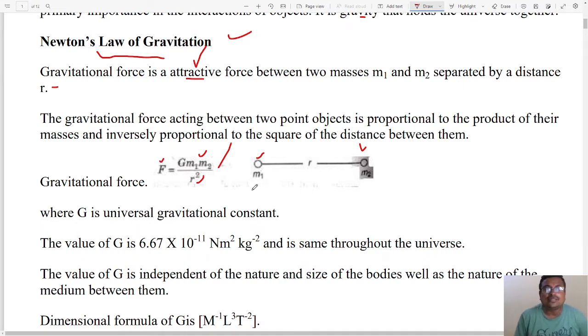The meaning of this is: if the two masses increase, what happens to the force? Decrease or increase? Absolutely right. If the two masses increase, the force of attraction between them increases. If the two objects are kept very far away, as the distance increases, the force decreases. That's why we say that the force between two objects is directly proportional to the product of the masses and inversely proportional to the square of the distance between them.